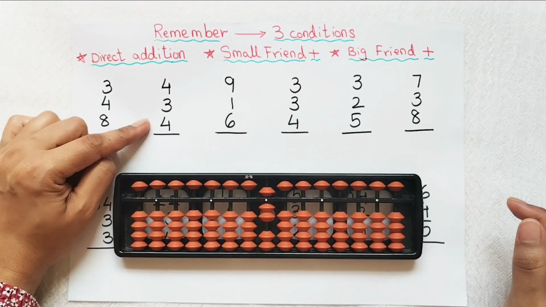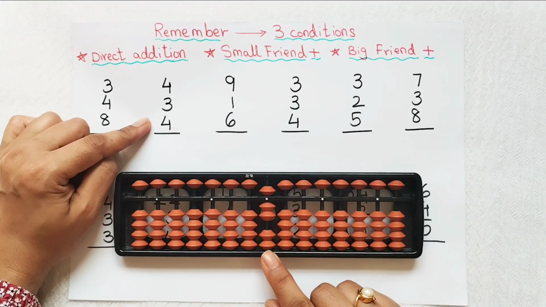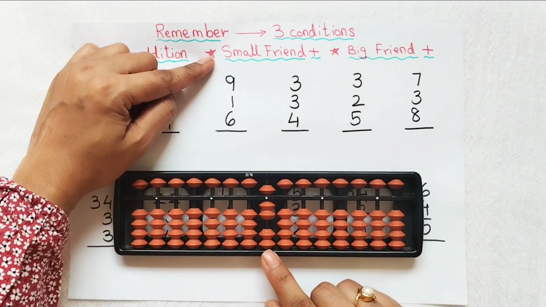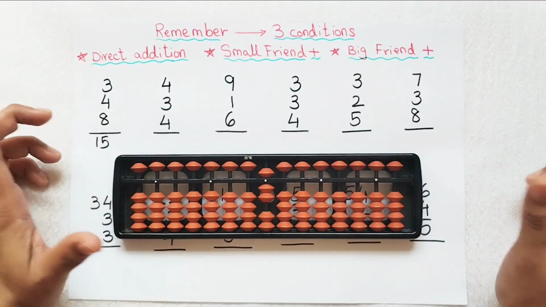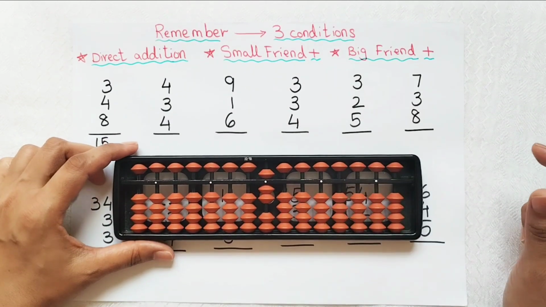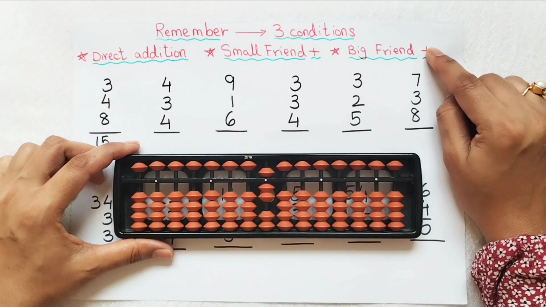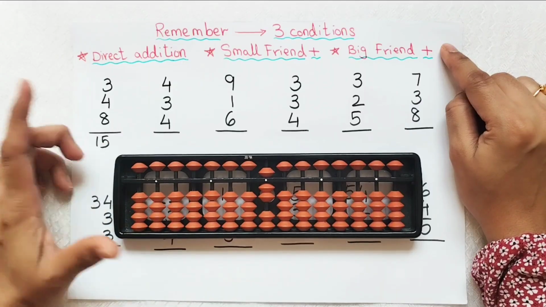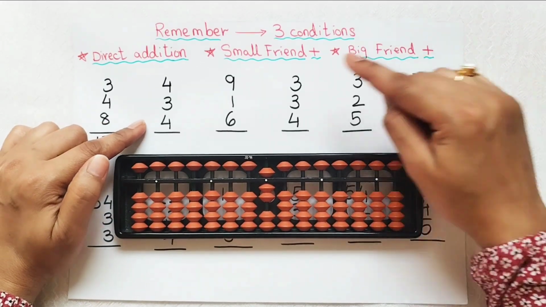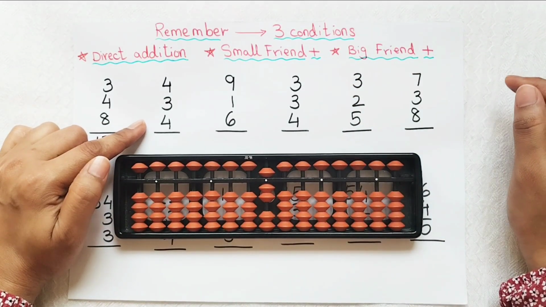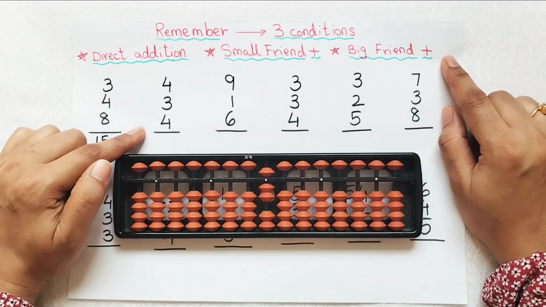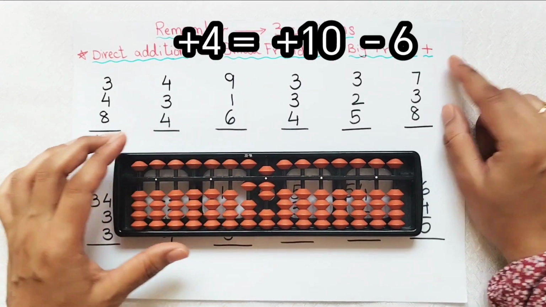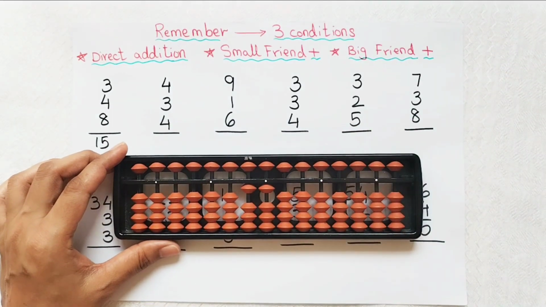Okay. Now, plus 4. Can I plus 4 directly? No. Can I use small friend here? No. Because 5 bead is already in use. So, I cannot use small friend also. So, I have to use the big friend formula. We all know 4 is also a small friend and a big friend. Right? But here I am going to use the big friend formula. So, what is the big friend formula of 4? It is plus 10 less 6. My answer is 11.